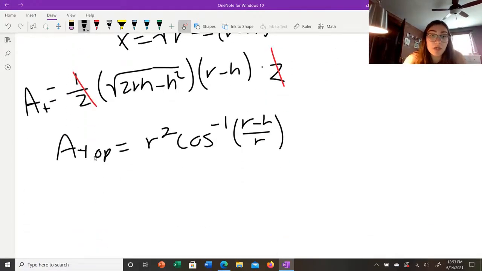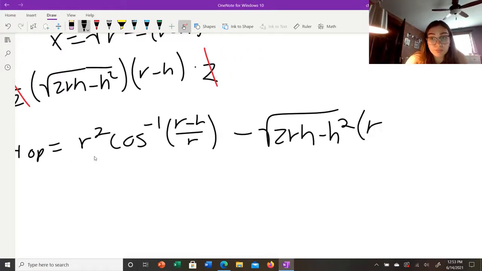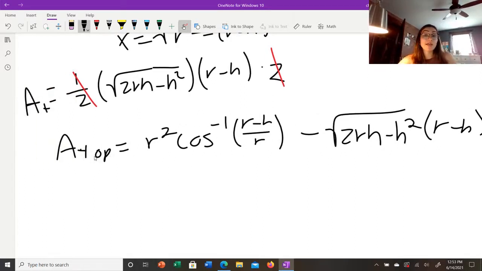So that's the area of the circular sector minus the area of the triangle. So we're going to do minus the square root of 2rh minus h squared times (r minus h). So this is the area of the top. That's great. We're almost there.